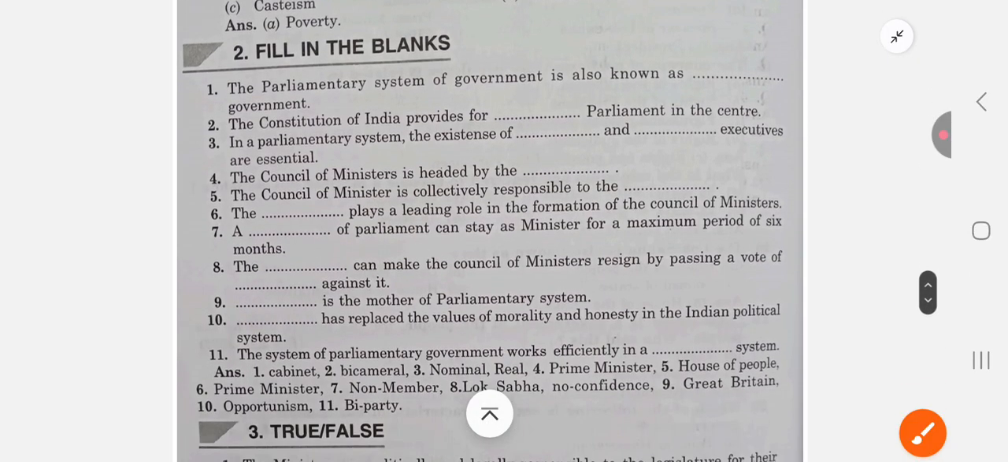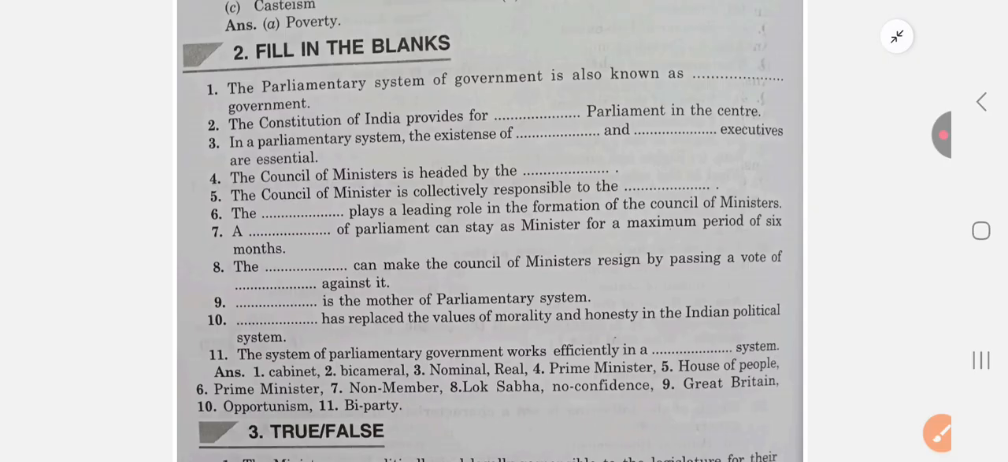Okay, now let's move to the fill in the blanks. Right. First fill in the blanks is, parliamentary system of government is also known as the provincial government or cabinet government or council of minister government. So anything you can fill here.